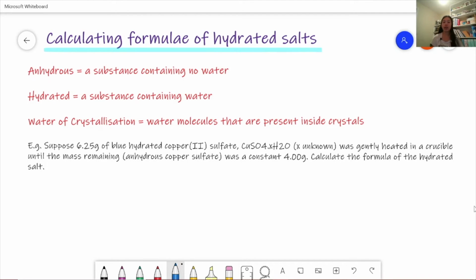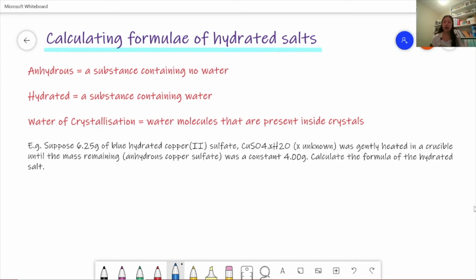Now we're going to have a look at calculating formulae of hydrated salts. So first we need to look at 3 definitions. And the first is that anhydrous means a substance which doesn't contain water. And hydrated is the opposite of that. So it's a substance that does contain water. And water of crystallization just means the water molecules that are present inside crystals.